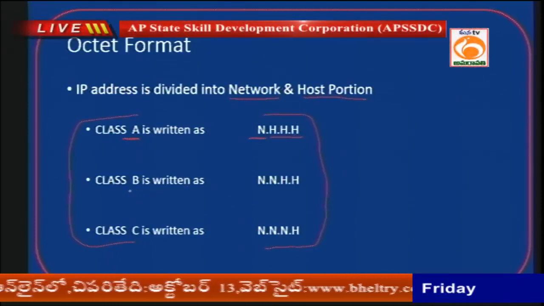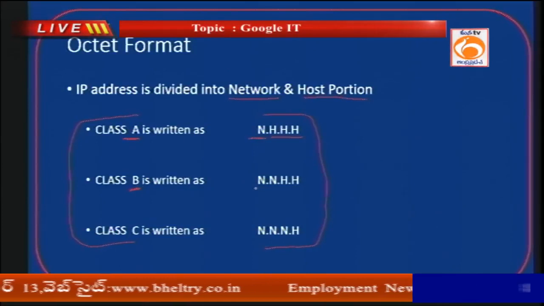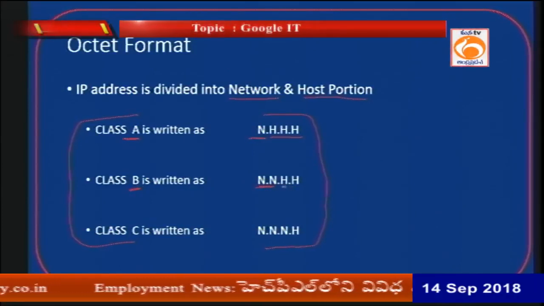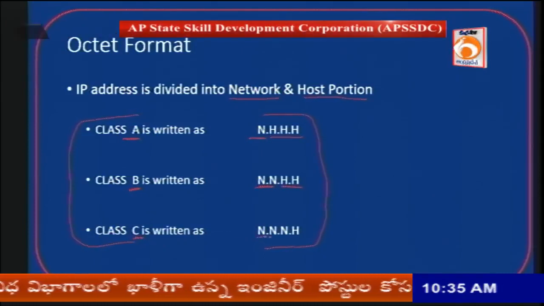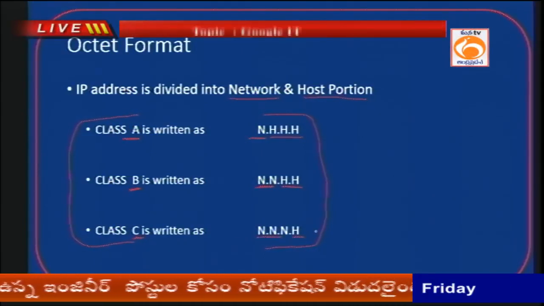And similarly, class B has 2 octets as network bits and 2 octets as host bits. And in class C, we have 3 network octets and only 1 host octet. So N represents the network portion, H represents the host portion. So N represents the network to which this computer belongs, and H represents the individual IP address of these local computers. Let's suppose we have a network of 100 computers. These 100 computers will have a unique IP address for each of them, which is represented by the host portion.